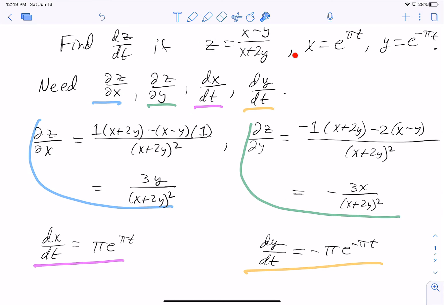Partial of x with respect to t just gives us a coefficient of pi in front of e to the pi t. Partial of y with respect to t also gives us a coefficient, but this time negative pi times e to the negative pi t.